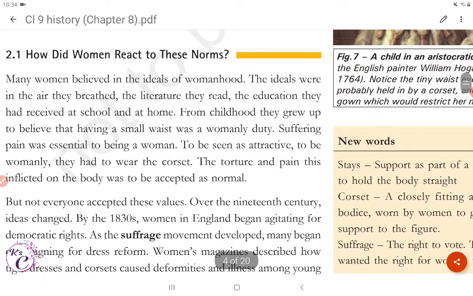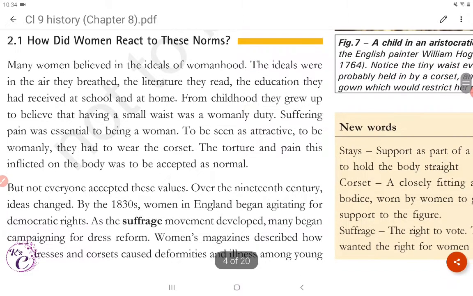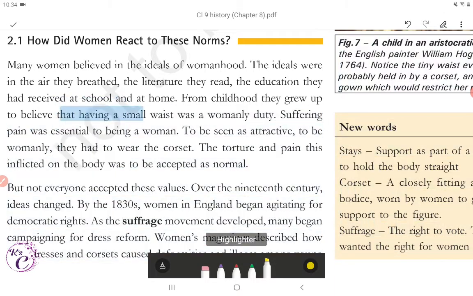2.1. How did women react to these norms? Many women believed in the ideals of womanhood. The ideals were in the air they breathed, the literature they read, the education they had received at school and at home. From childhood, they grew up to believe that having a small waist was a womanly duty. Suffering pain was essential to being a woman. To be seen as attractive, to be womanly, they had to wear the corset.